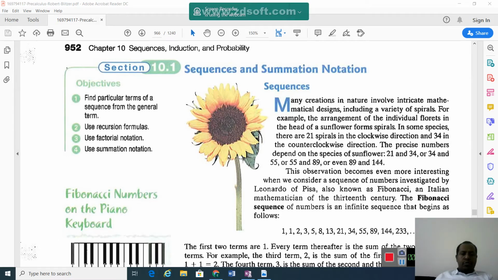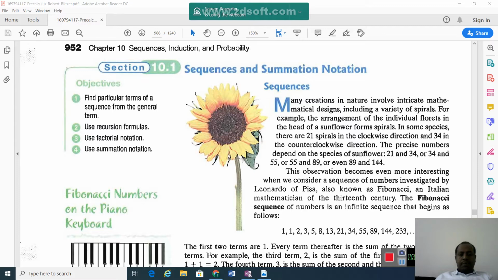Hello, welcome to section 10.1, sequence and summation notation. In this lesson, we are going to see how to use a recursion formula or how to find the particular terms given the general term, and also we will see how to find the sum of n terms of a sequence using summation notation, and also we'll see how to use factorial notation.